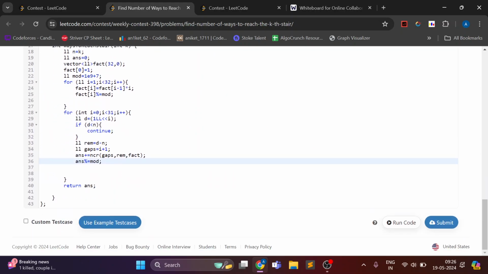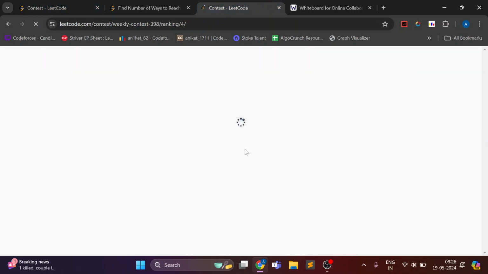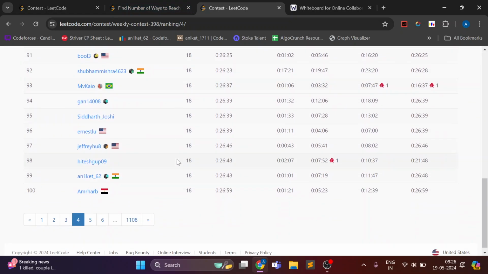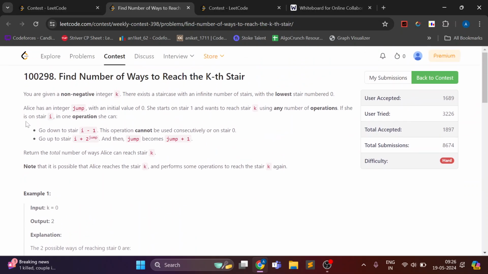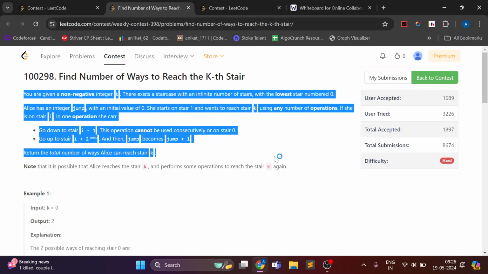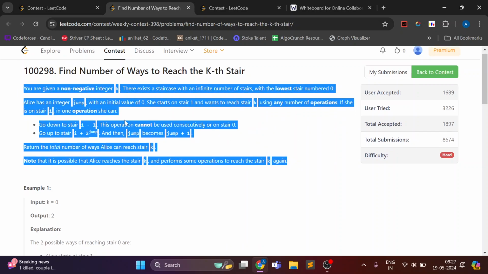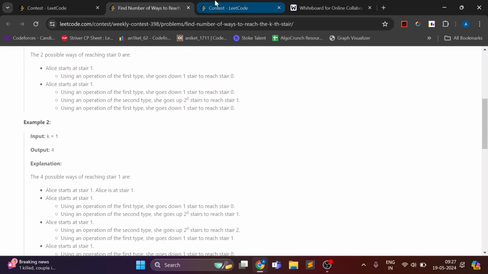So I don't know what type of question this is, but after the contest ends, I will check other solutions and try. If they have written some different solution, I will check it. I think this can also be done with a recursive DP, I would say, but I don't know. I didn't think that through. I just wrote the solution which came to my mind first, and then made changes according to that, mod and everything.